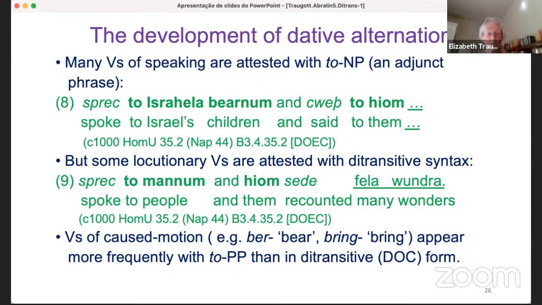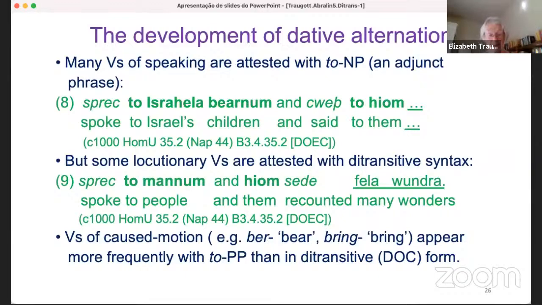But there are a few locutionary verbs that are attested with ditransitive syntax. I think 9 is a nice example. Spoke to men, which is exactly like in 8, spoke to Israel's children. But then we go on with and them said many wonders, and them recounted many wonders. Now that is a double object construction. It's not to him said or said to him many wonders. It's and him said, where him is a dative. Again, the word order is unfamiliar for modern English, but this is a standard way of doing things in Old English.